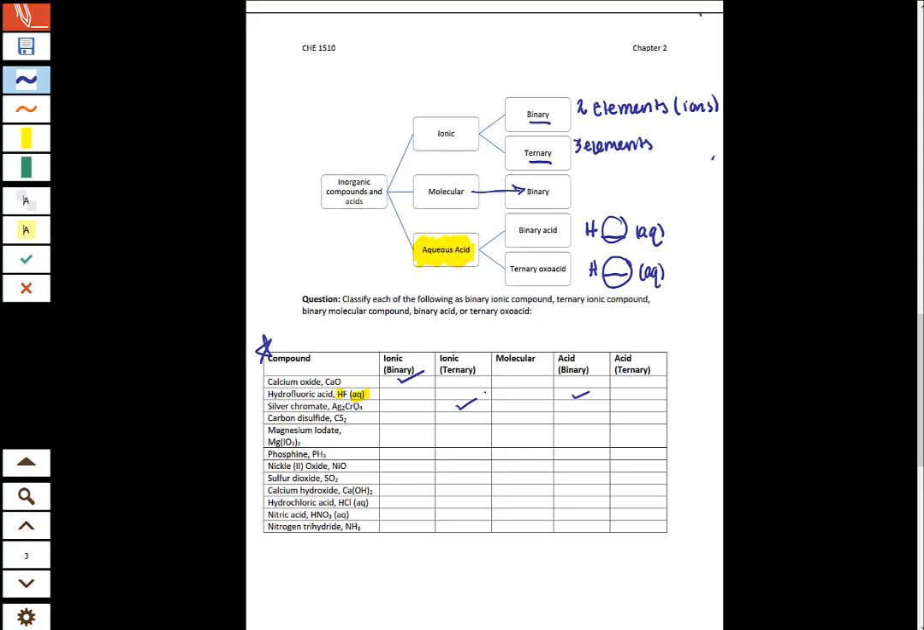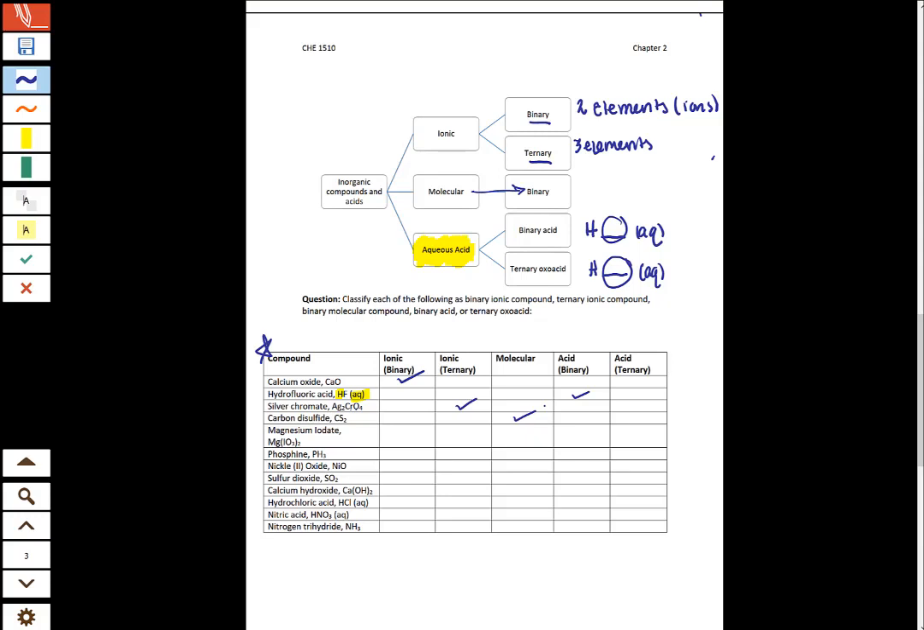If we look at the next one, carbon disulphide, look at your periodic table and see where carbon is. Carbon's a nonmetal, and so is sulfur. So there's no hydrogen in there, so it's definitely not an acid. There's no metal in there, so it's definitely not ionic. So what we have left is molecular.